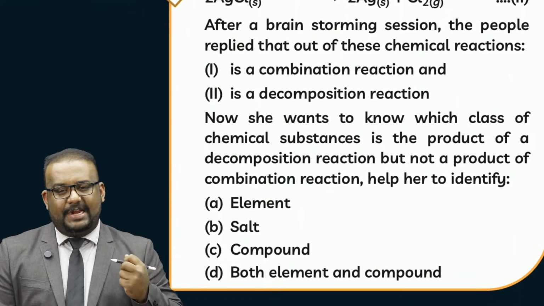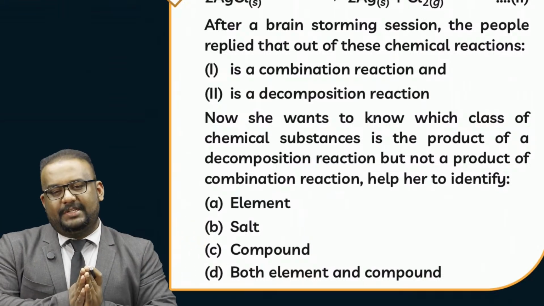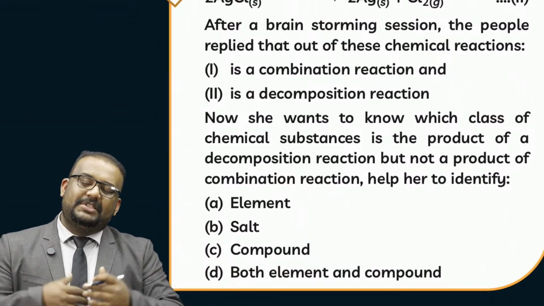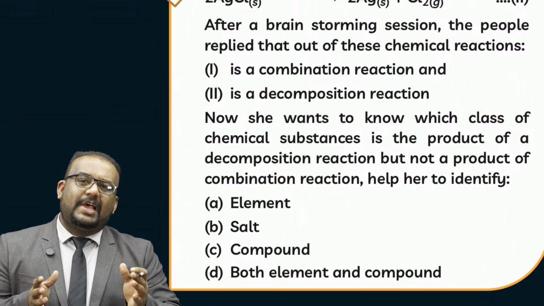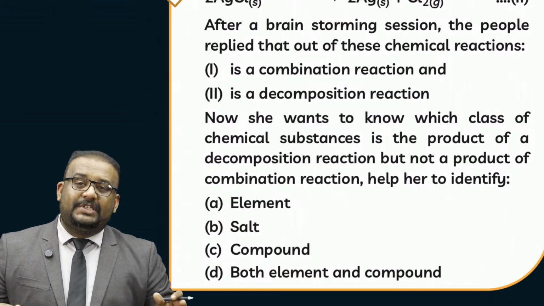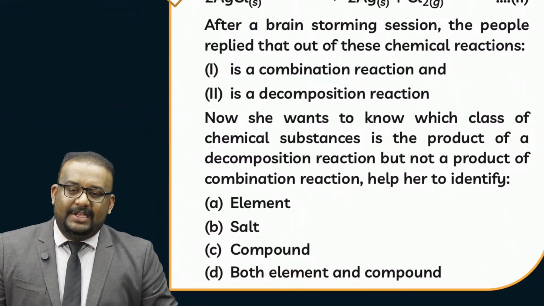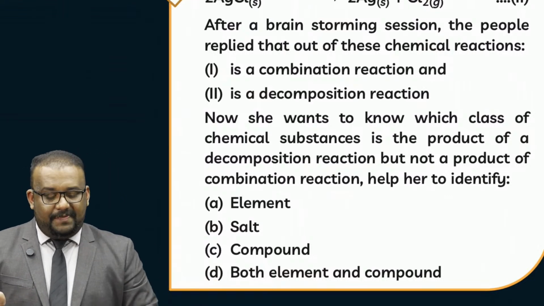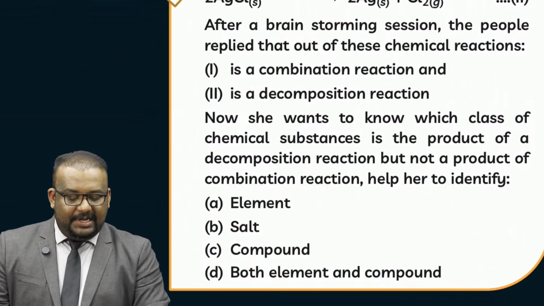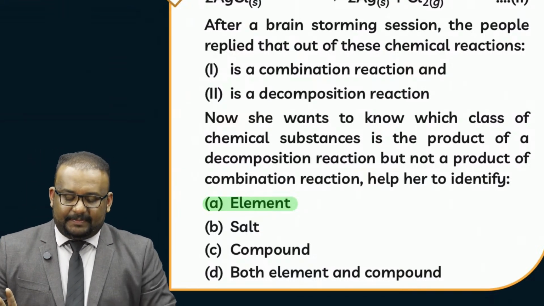You know that in a combination reaction it's always combining of two things. It could be an element plus a compound, an element plus an element, a compound plus another compound. But since it is always combining, there is no chance that you are going to see an element in the product side, isn't it? So that is the easiest way to identify a combination reaction. In a combination reaction, an element can never be the product.